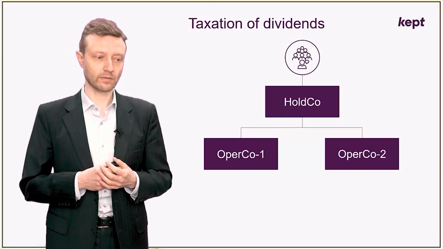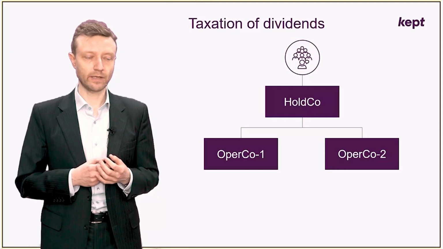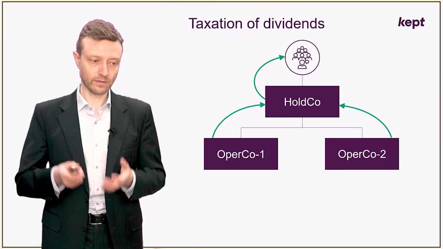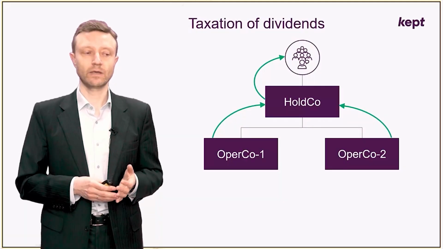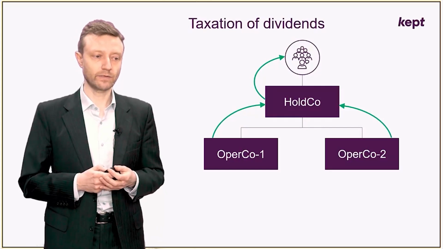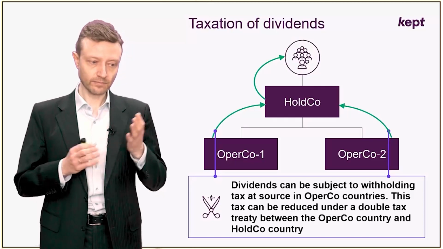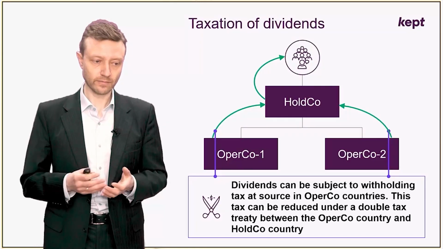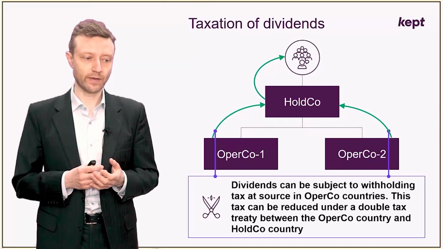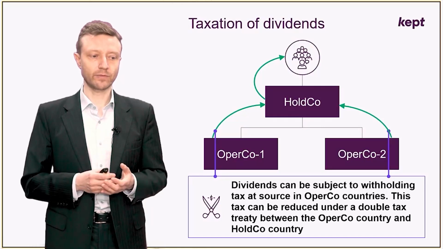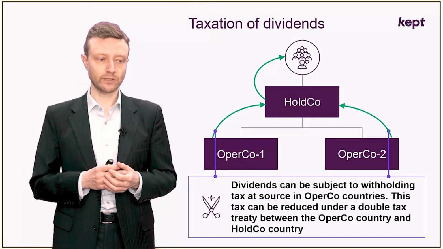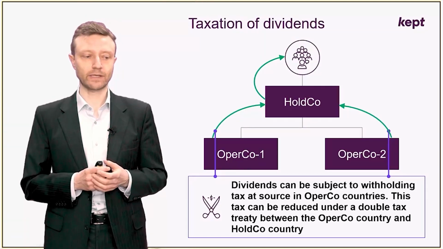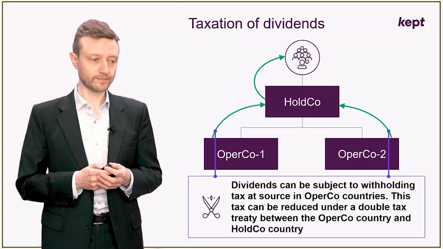There is a business structure here with a holding company and its operating subsidiaries. The operating company distributes dividends. The holding company receives them and distributes them as dividends to the shareholders. Withholding tax can arise in countries where the operating companies are located, and this tax can be reduced under a double tax treaty between the country where the specific operating company is located and the country where the holding company is set up.